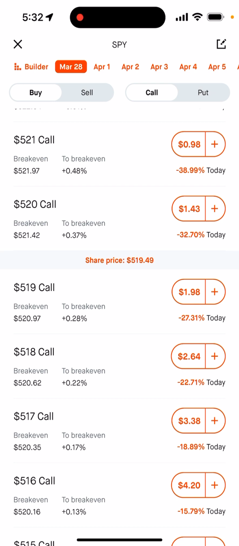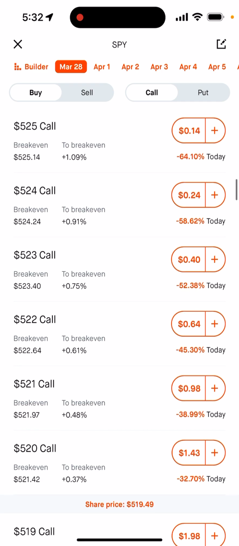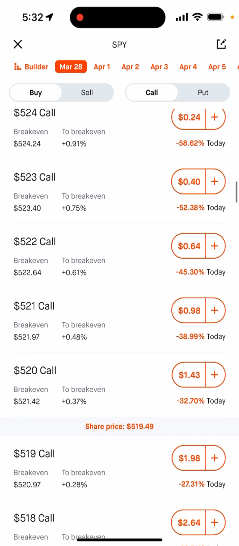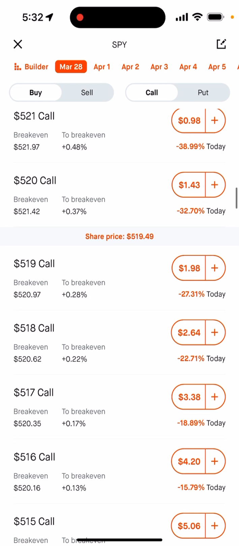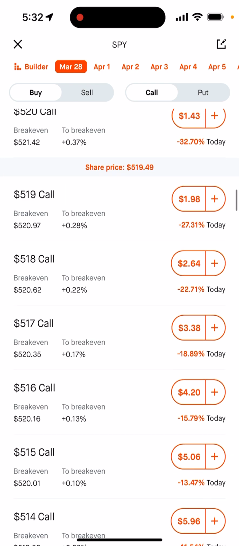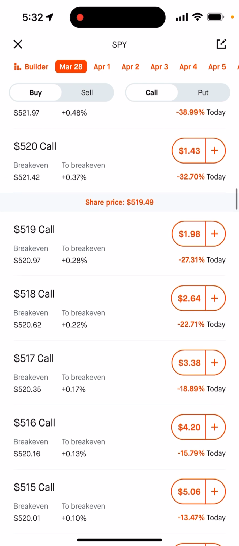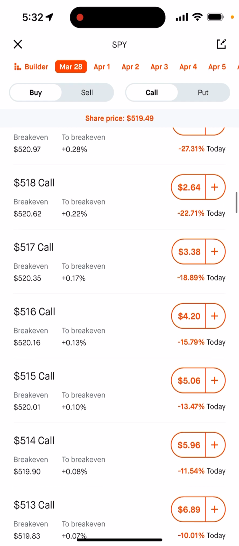So what we call the first contract that's out of the money, and these are out of the money, meaning cheaper contracts. The share price has not reached these strike prices yet. You see on the left, those are strike prices. And then this is in the money here at the bottom, which is just showing you the more expensive contracts because, again, share price currently is $519.49, meaning it has surpassed these contracts. And so these are the in the money call contracts.